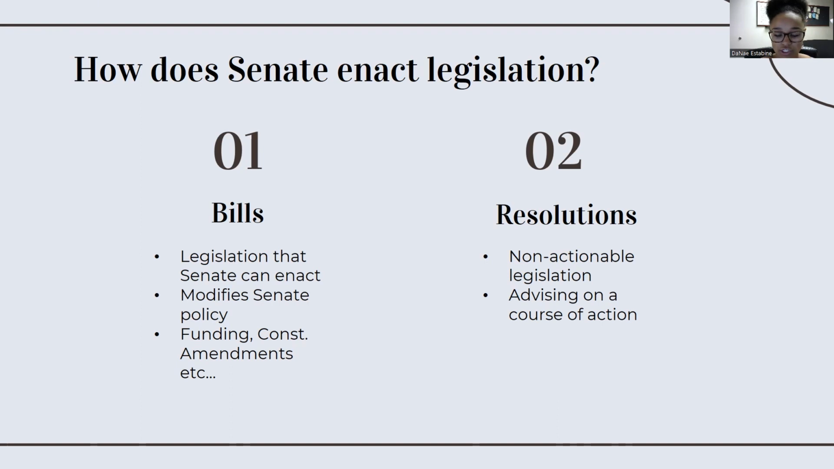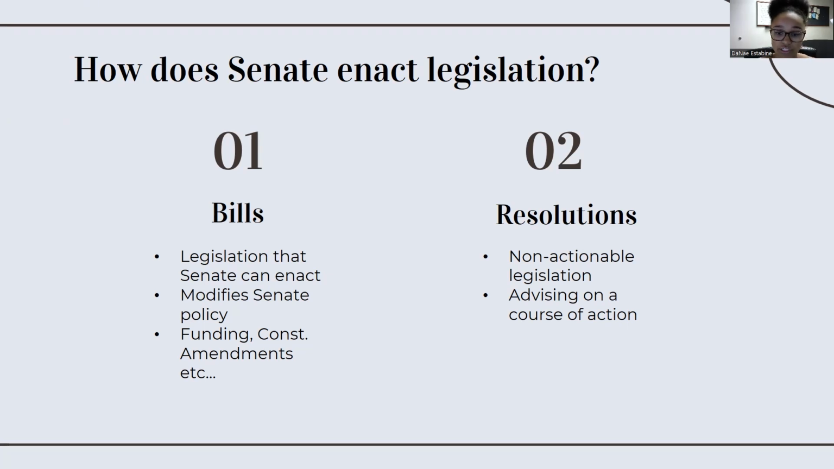The second type of legislation you'll see are resolutions, and those are actionable items, but they're more of suggestions and advice for actions that should be taken. So if there is some sort of issue that you think the university or state representatives should take action on, then you would write a resolution.